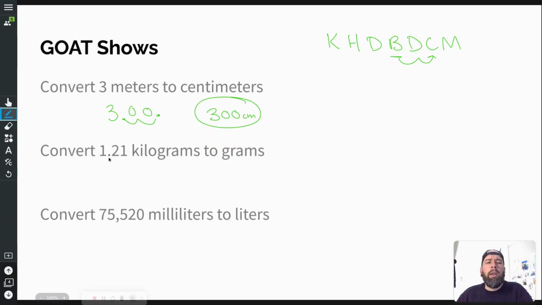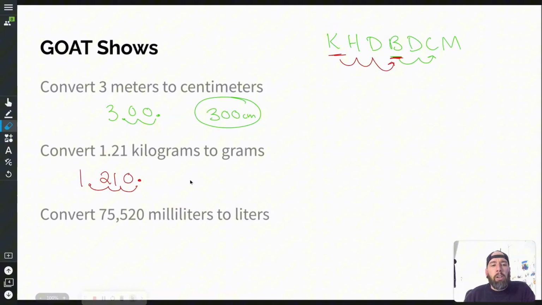Now let's convert 1 and 21 hundredths of a kilogram to grams. 1.21 kilograms to the base, regular grams. So I'm getting smaller again. So that's a change of 1, 2, 3. Now I'm going to write out 1.21, and I'm going to go to the right 1, 2, 3 times. Fill out your decimal, replace any open spaces with the 0. So that's 1,210 grams. So 1.21 kilograms is 1,210 grams.